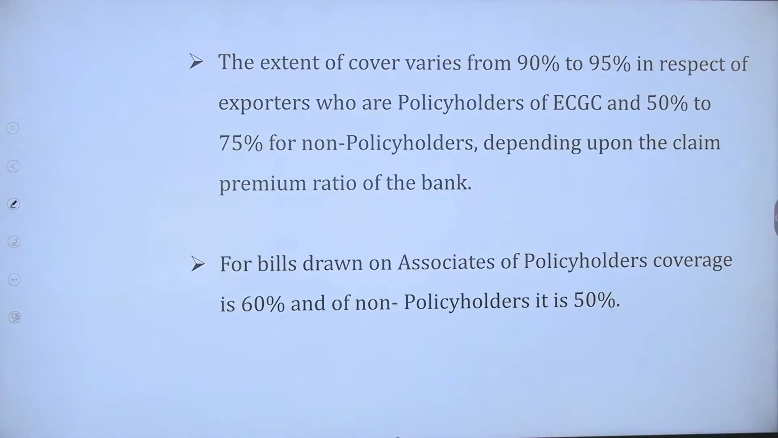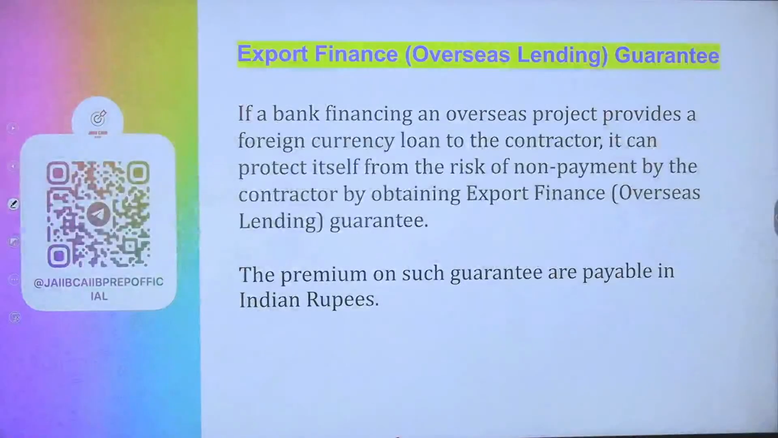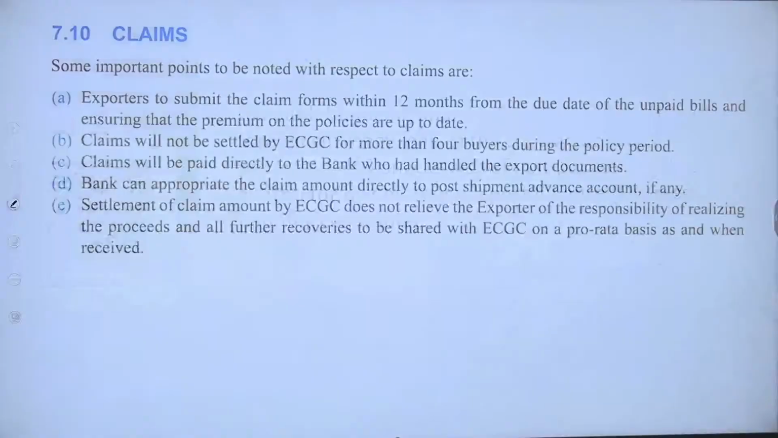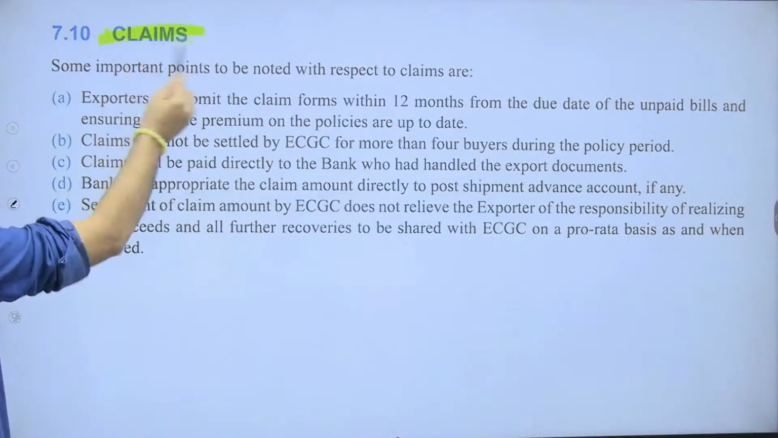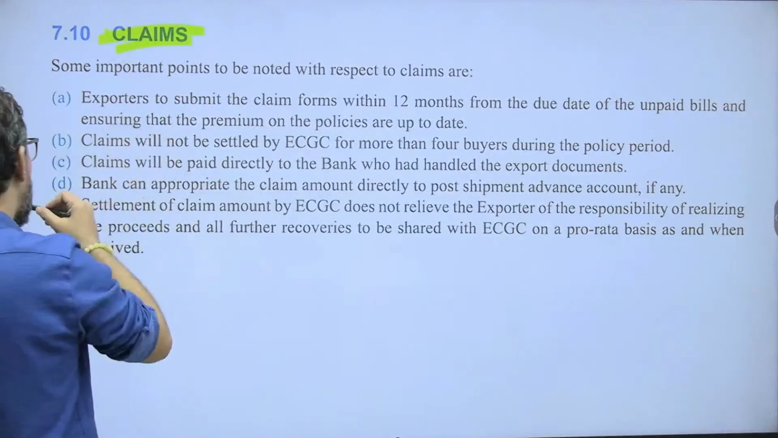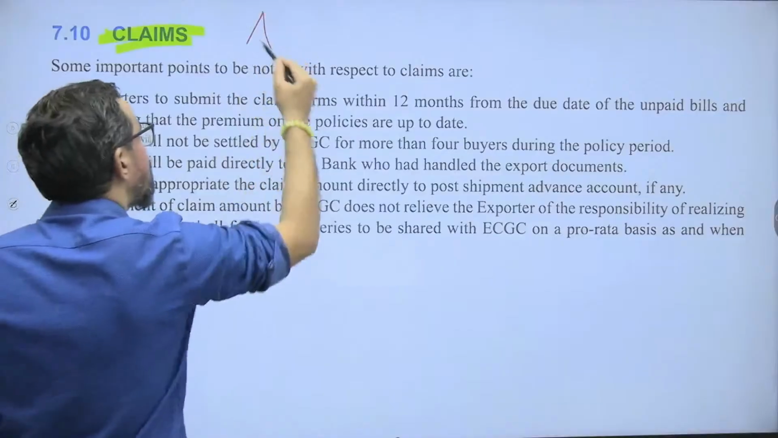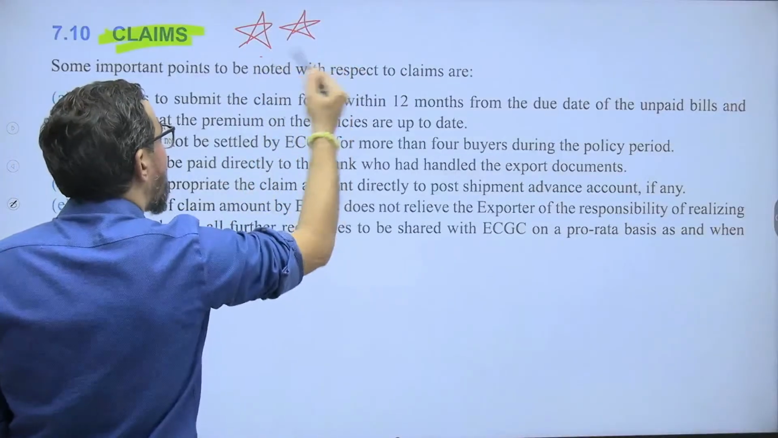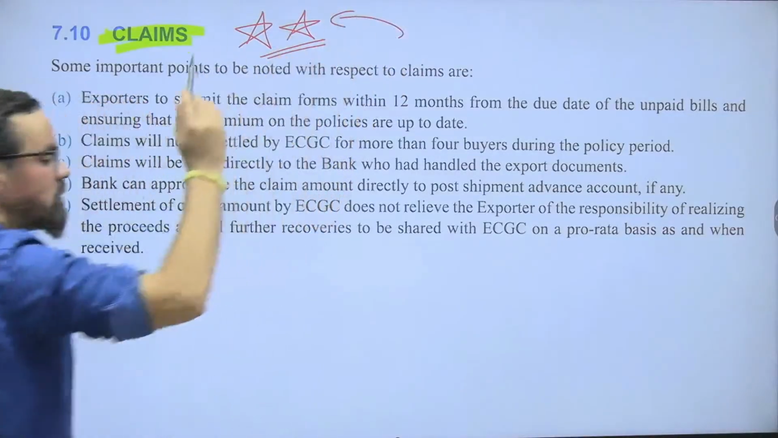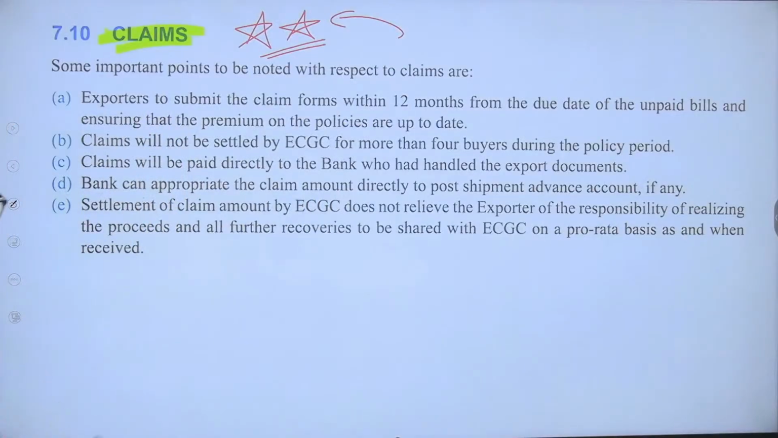If we go through these particular ones, yes, the extent of cover varies, 90% risk for ECGC and 50, okay. The banks, export overseas lending, claims, this is the procedure, how basically this part is very, very important, so read this a little carefully. Please go through those policies, the ECGC policies and the bank-related products and their policies, okay.